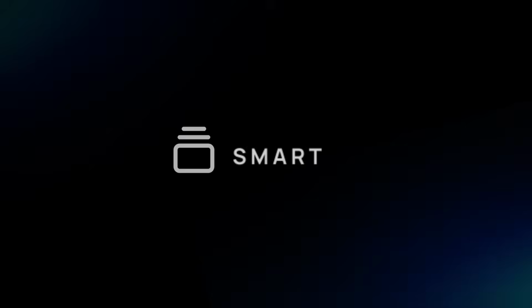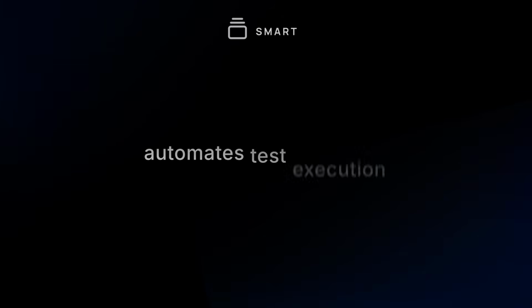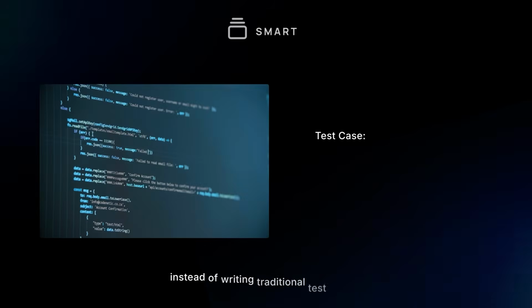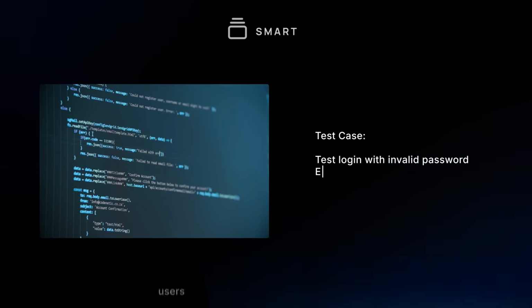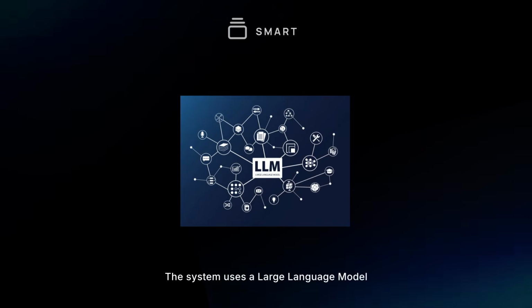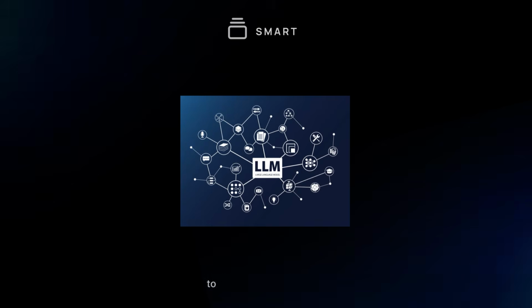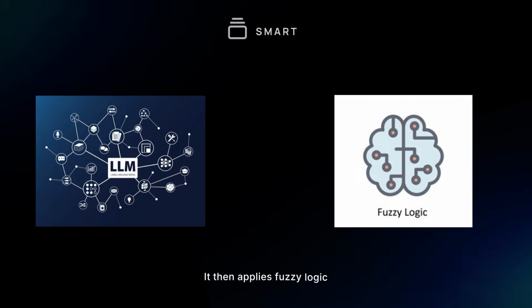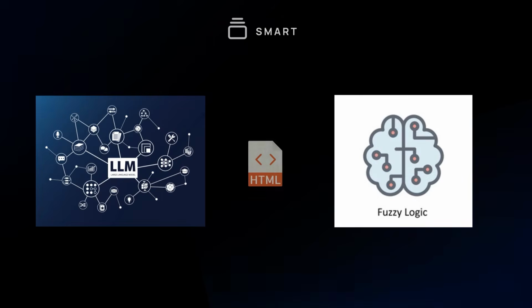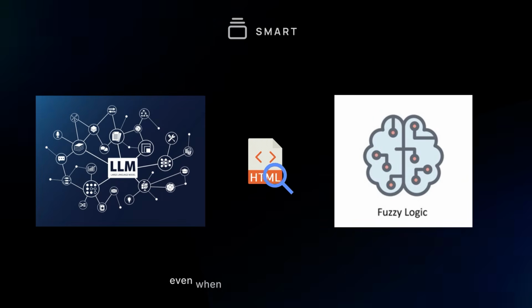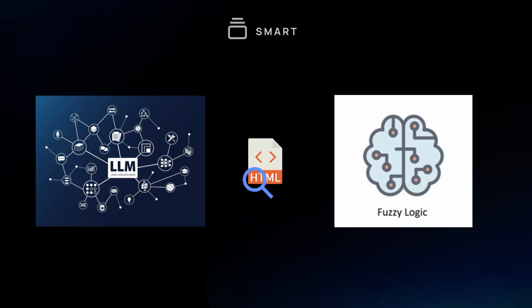SMART is an AI-powered web testing tool that automates test execution using natural language inputs. Instead of writing traditional test scripts, users simply describe what they want to test, and SMART handles the rest. This system uses a large language model, which is Llama 3.1, to understand test intent written in plain language. It then applies fuzzy logic to match the intended actions with the correct HTML elements on the target website, even when element names or structures aren't consistent.